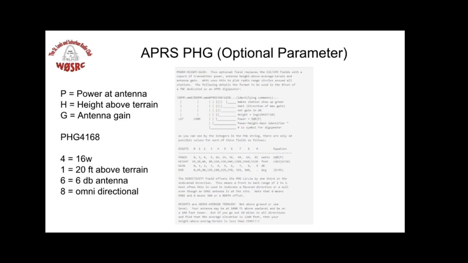All right, some optional parameters. You don't have to configure these. Power, height, gain. So, again, hard to read. These are the parameters. Your first number is your power. Your second number is your height. Third number is the gain. Fourth number is the type of antenna. So, I know it's very hard to read. You'll have to look it up on the internet if you're interested. But 4 means we're running 16 watts. 1 is 20 feet above terrain. 6 is a 16 dB antenna. And 8 means it's an omnidirectional antenna.